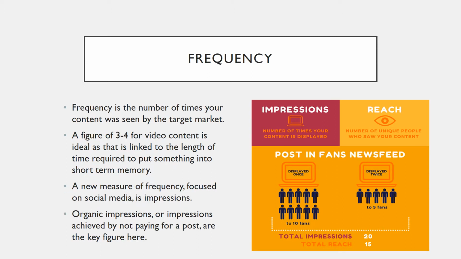Another important measure is frequency. Frequency is the number of times your content was seen by the target market. A figure of 3 to 4 for video content is ideal, as that is linked to the length of time required to put something into short-term memory, which then has a chance of influencing interest and information and possibly action by the consumer. A new measure of frequency, though, focused on social media, is impressions, which is the number of times your content was displayed before a consumer.